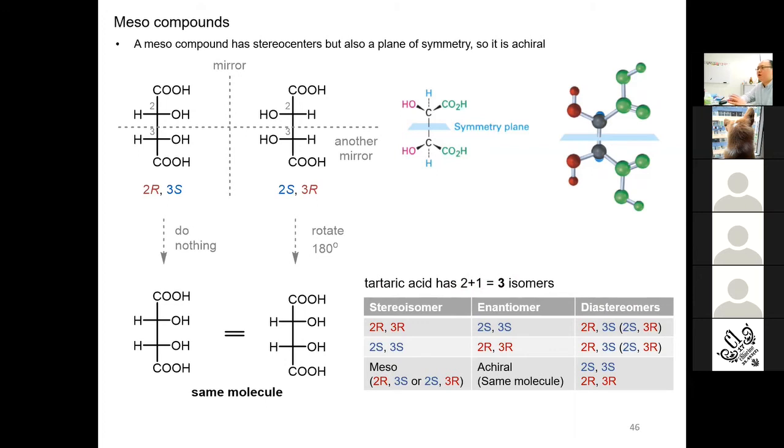All this complicated situation is because there is an internal symmetry plane within the molecule of tartaric acid of 2R3S, 2S3R, and that makes them achiral, thus the same molecule. It's a little bit complicated, so be sure to practice and spend some time on reading the textbook and the slides. Try to understand.